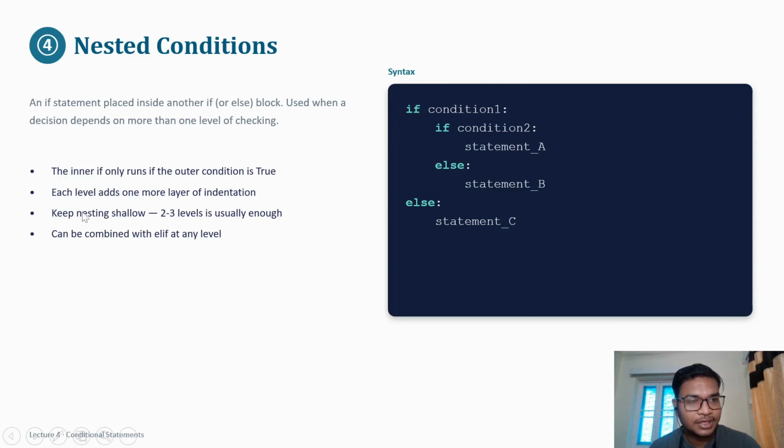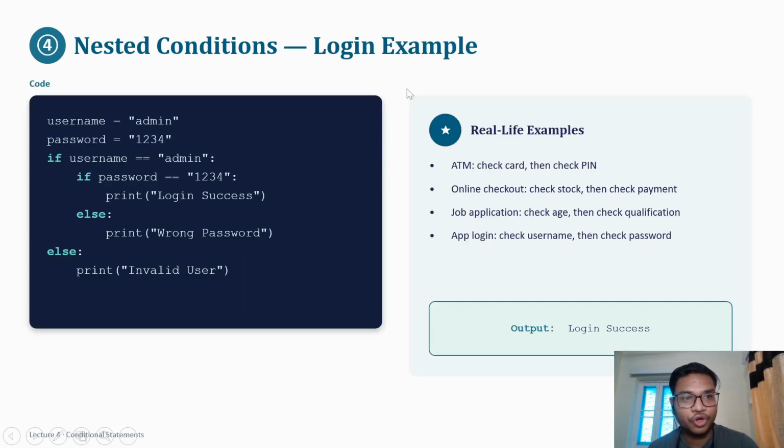Another one is to keep nesting shallow. Two to three levels is usually enough, and it can be combined with elif at any level. So this is all about the nested condition, how it works, and this is the syntax of the nested condition. Let's move forward and take an example of the nested condition. The most important, I've put some best questions here. There is a login example.